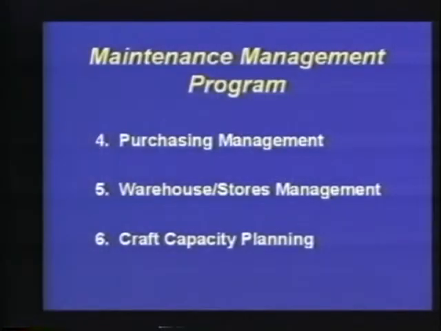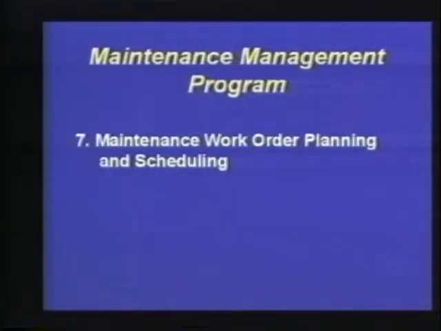Function 6 is craft capacity planning, and that is the second of the major planning activities that I alluded to previously. The first one, again, inventory management, and the second is craft capacity planning. The 7th function is the maintenance work order and planning system. You're going to gradually move into planning and scheduling.